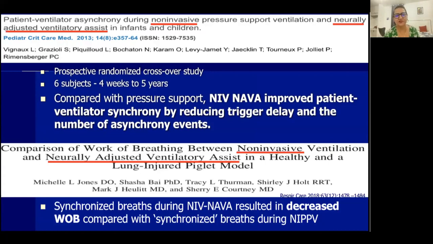And then there was another study which compared work of breathing between non-invasive ventilation and neurally adjusted ventilator assist in a healthy and lung injured piglet model. And they found that it did decrease the work of breathing.